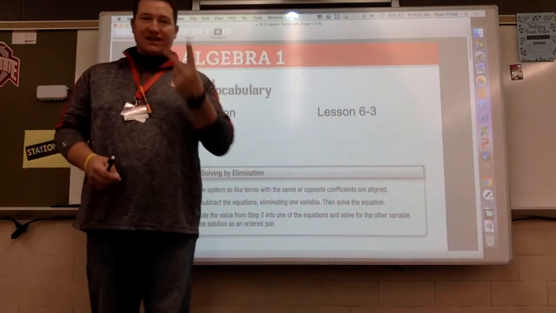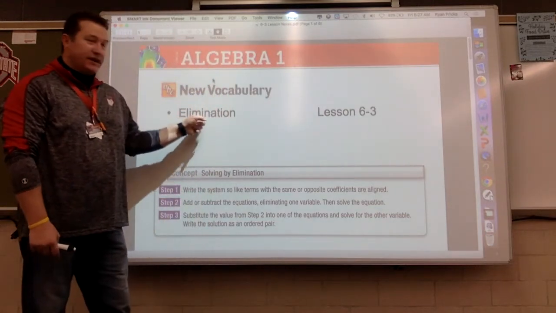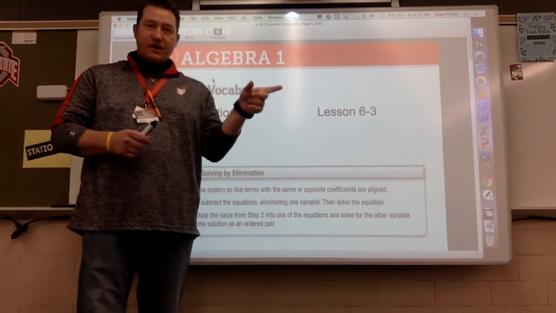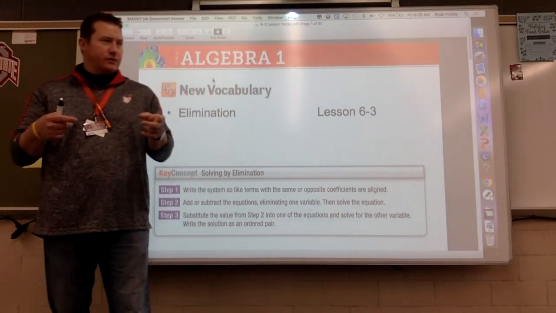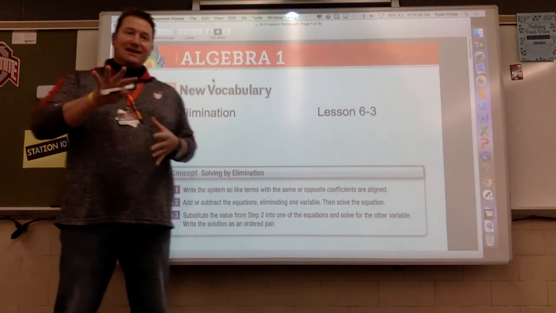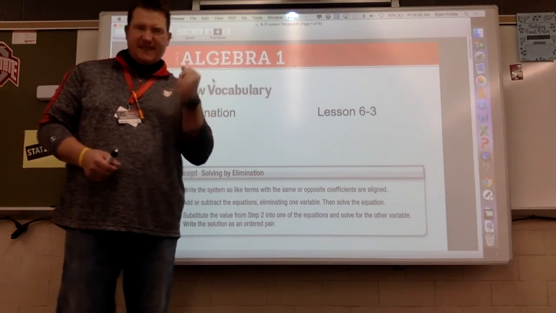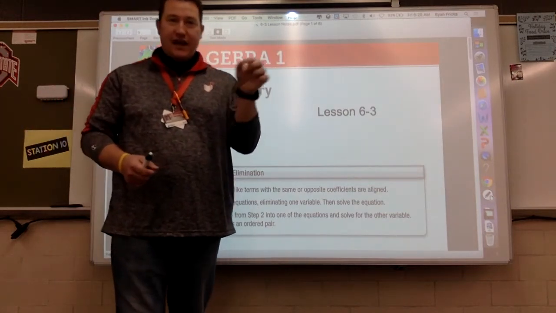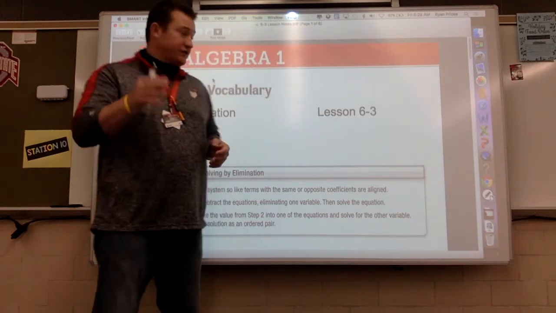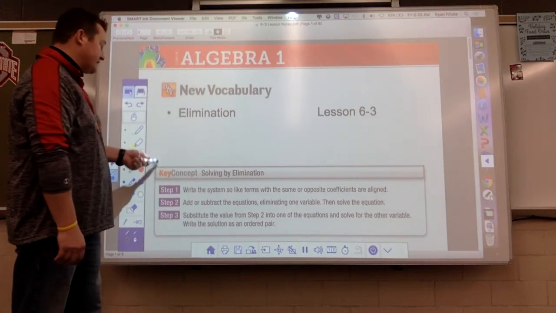So 6-3, we get to learn our second algebraic method for solving systems. Call this little booger here elimination. Yesterday was substitution. We substituted in a value, really an expression, from one equation into the other, and then we solved it. Today, a little bit different: elimination. We are going to actually eliminate one of our variables, x or y, out of our equations. Sounds interesting. How are we going to eliminate stuff? I don't know, probably a little bit of multiplication.